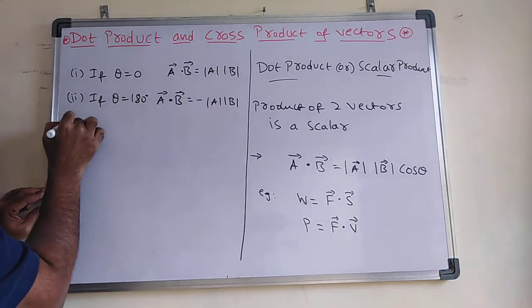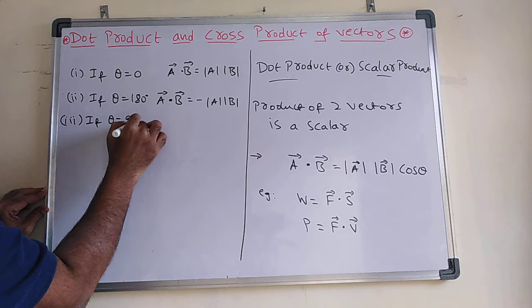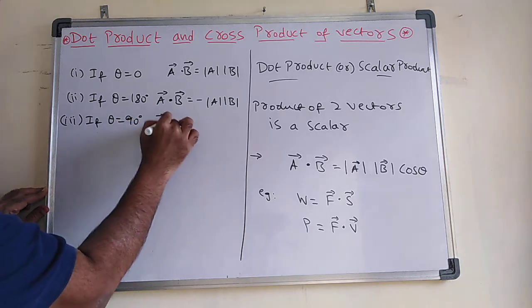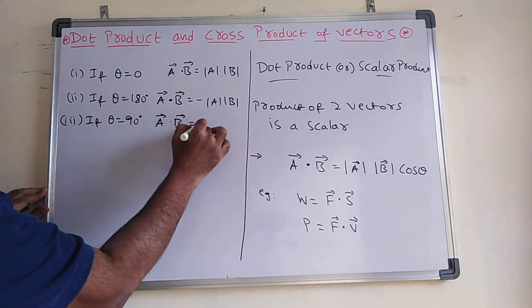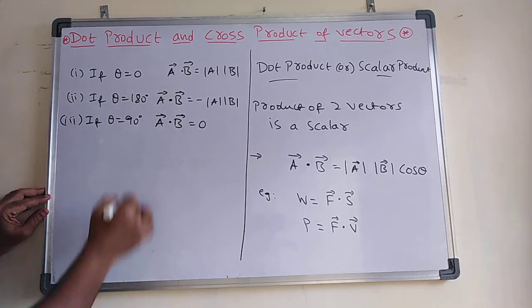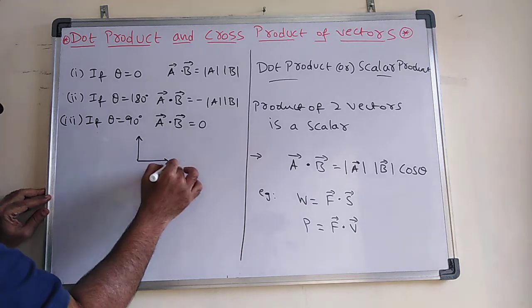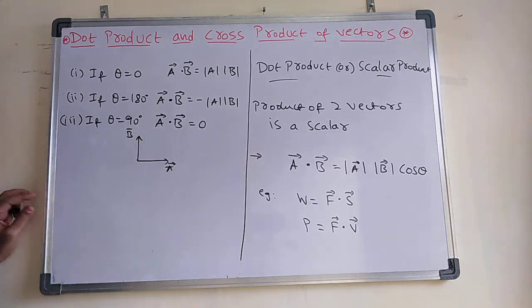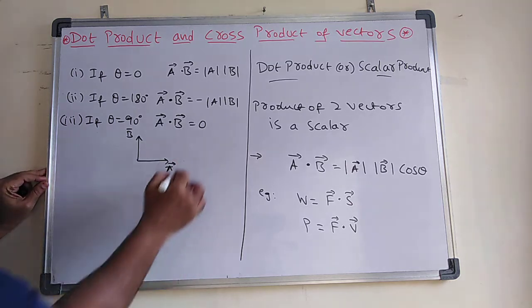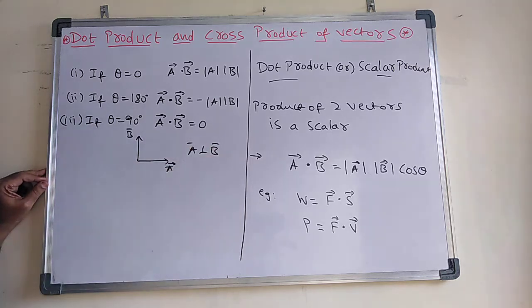Let us say theta is equal to 90 degrees. Then what is the A dot B value? The A dot B value is 0, which means A and B are perpendicular. This is a very important case. Two vectors are perpendicular if their dot product is 0.